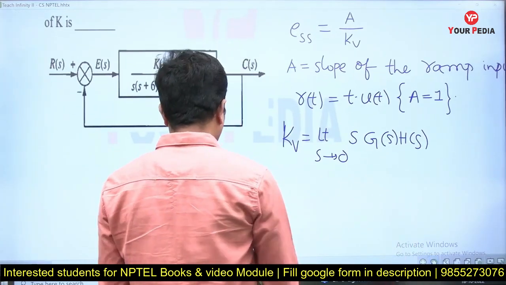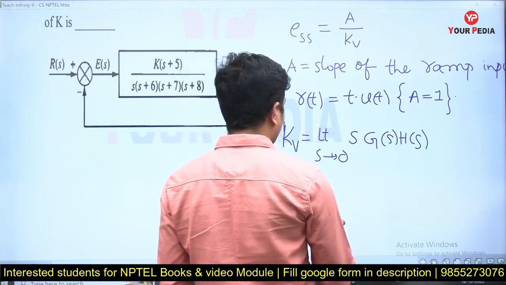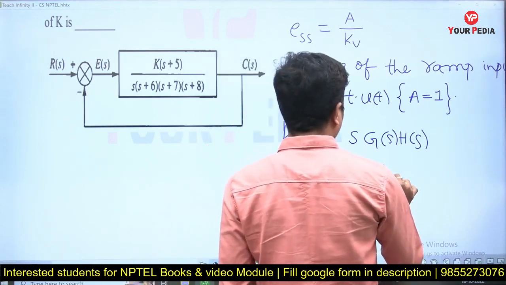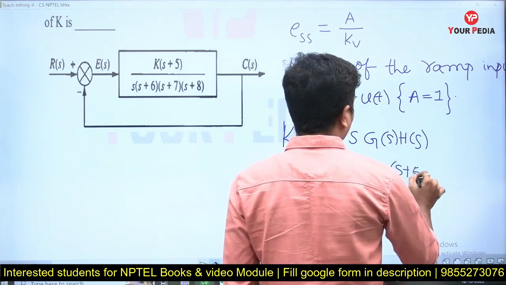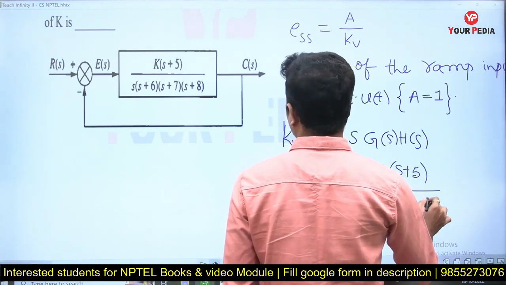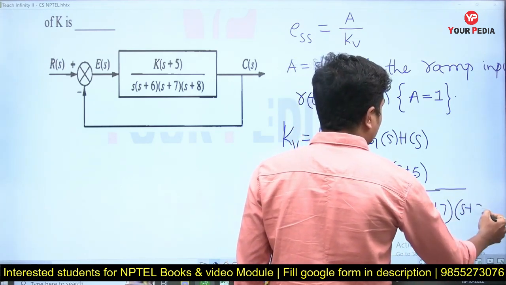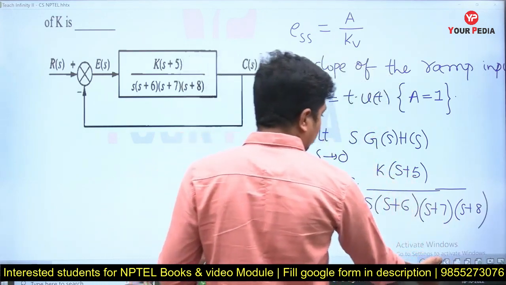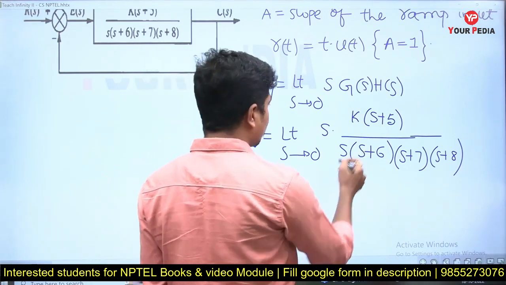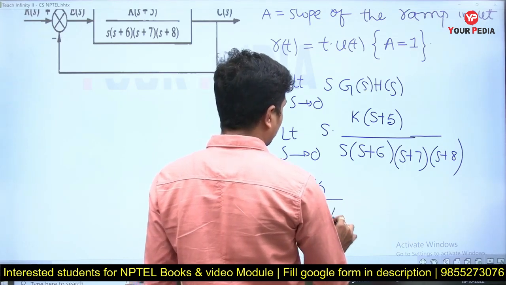Now look at this. What is g of s into h of s given by him? Limit s tends to 0 of s into K into s plus 5 by s into s plus 6 into s plus 7 into s plus 8. So from this, kV is equal to 5k by 6 into 7 into 8.